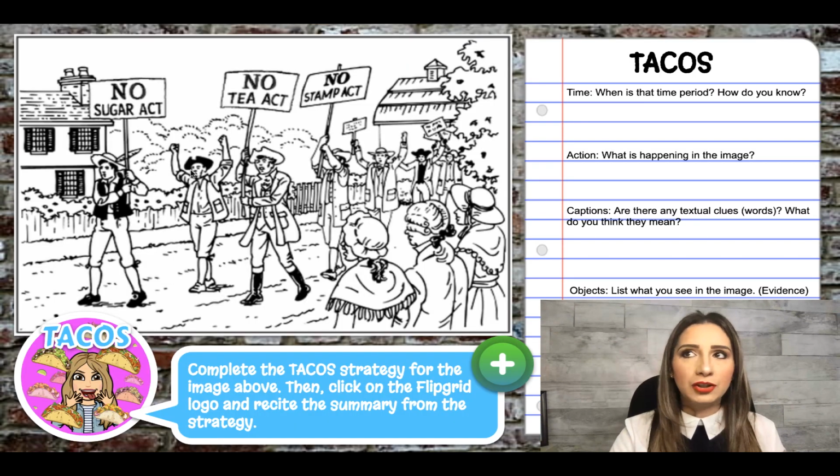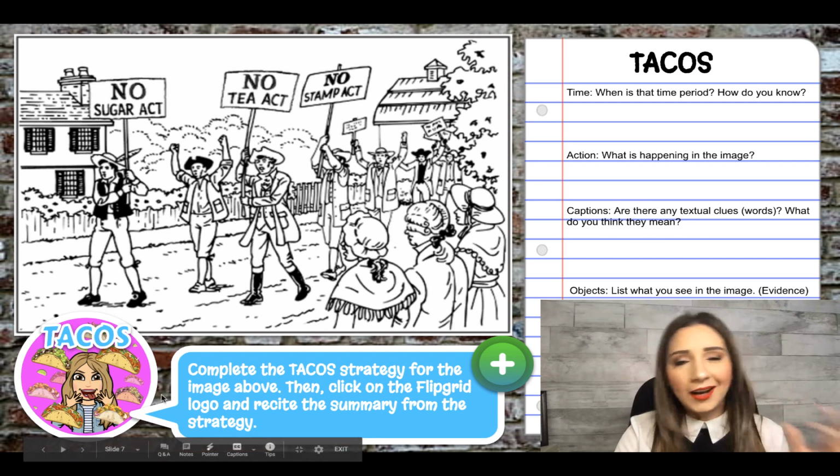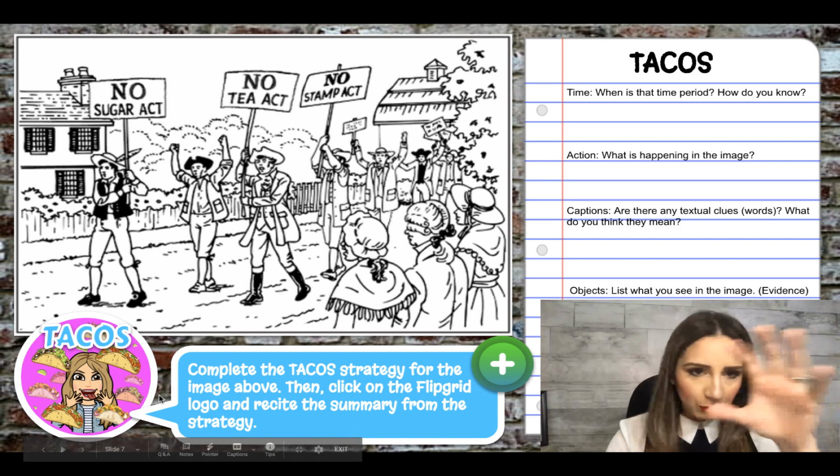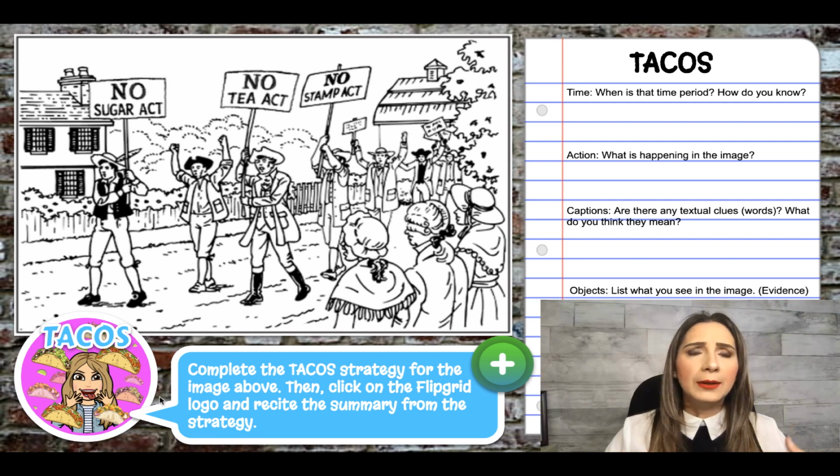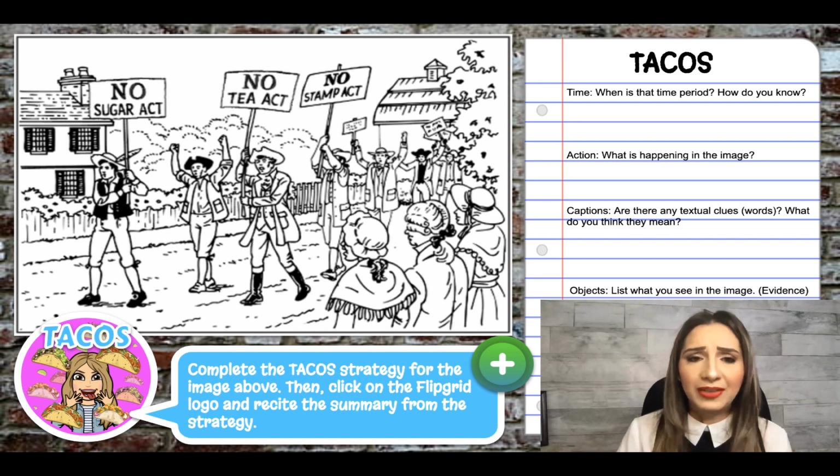I chose pictures that I know are key and important factors in what I'm teaching. So here, taxation without representation. And here's my little Bitmoji that says tacos. Tacos is our strategy that analyzes this visual media that we have here. At this point, kids should have already practiced this strategy and are familiar with how to complete it. It says complete the taco strategy for the image above, then click on the Flipgrid logo and recite the summary from the strategy.